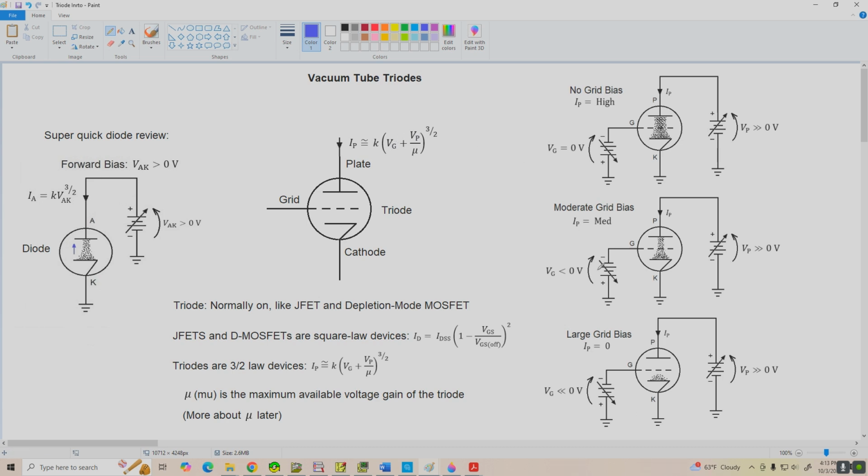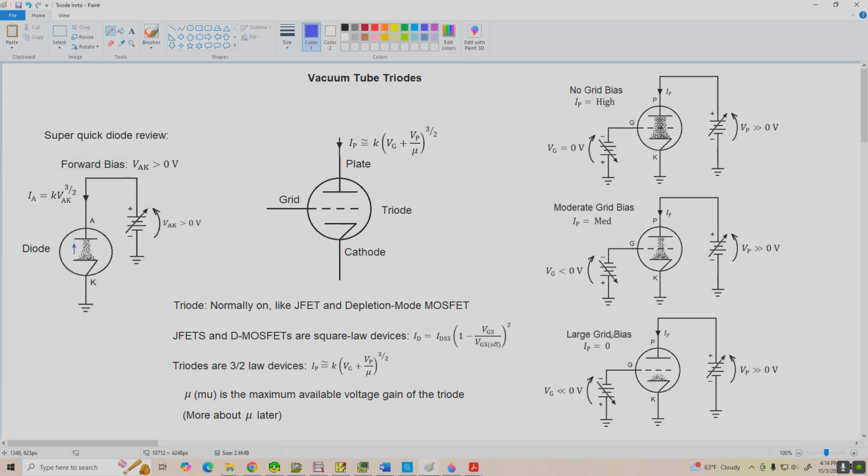All right, if we apply a negative voltage to the grid with respect to the cathode, that is V sub G is less than 0 volts, but not very big, we're going to tend to decrease the plate current, assuming that the plate voltage is constant, and that's because the negative potential on the grid is repelling the electrons from the cathode and reducing the overall electron flow from cathode to plate internally.